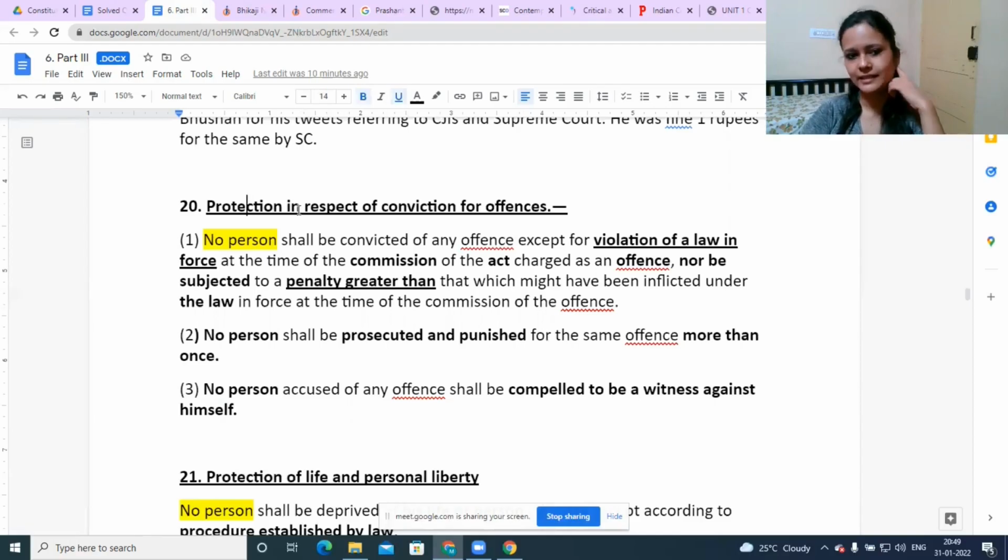Okay, next one is Article 20. This also is from the freedoms part only. It talks about protection in respect of conviction for offenses. Okay, now what is conviction for offenses?